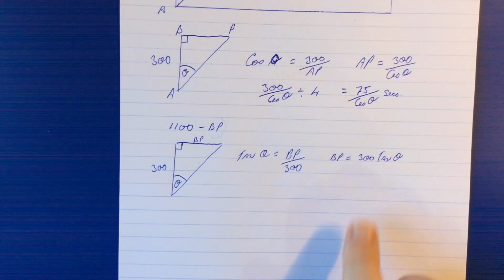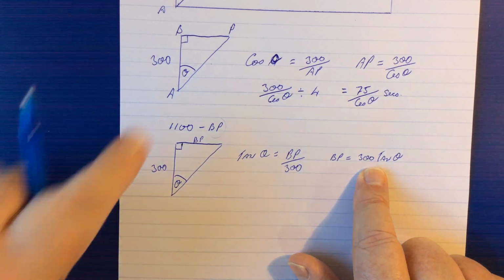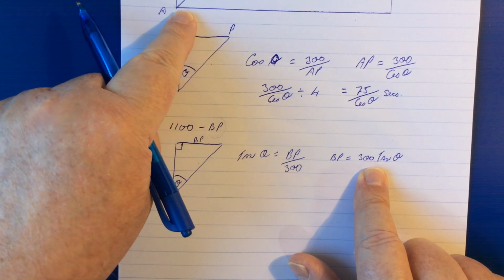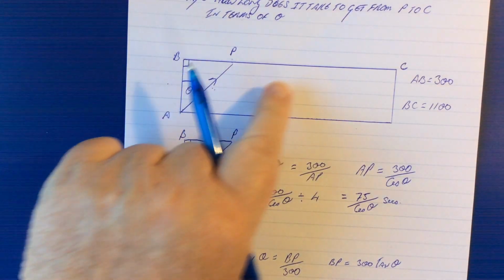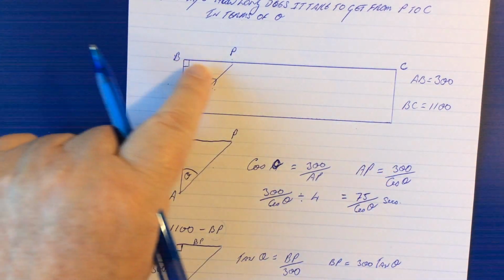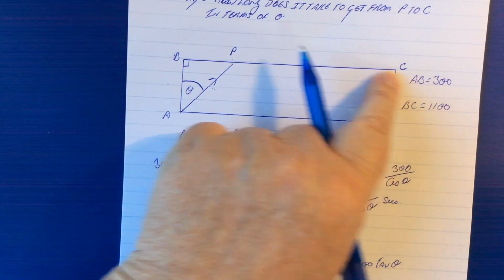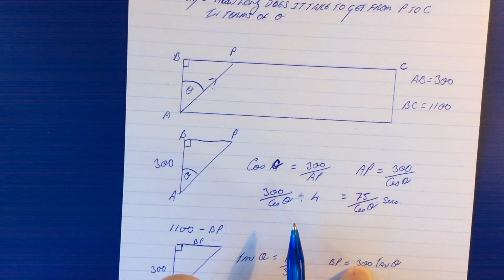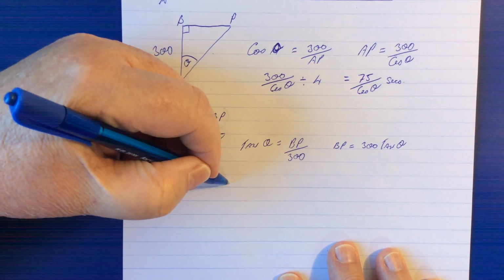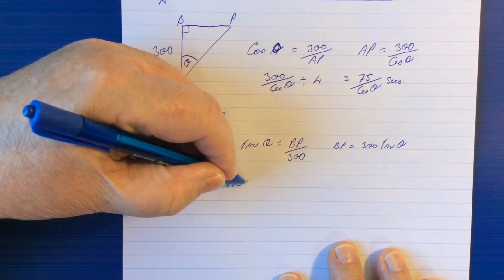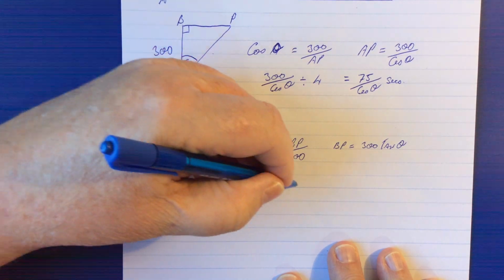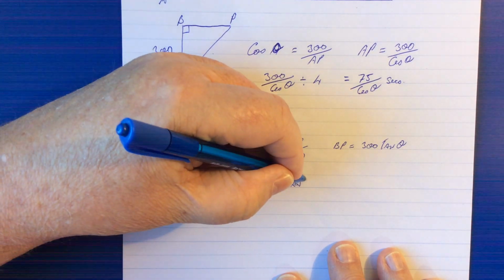Now, we have a length for that. We have a length for this whole thing here. If I pull this down, what I'm saying is we have a length for this, we have a length for all of it, and that this distance here is the total minus this, which we have here. So, our distance is 1100 minus 300 tan theta.